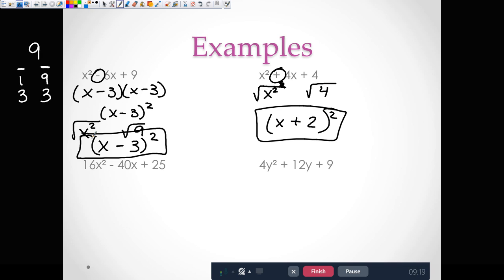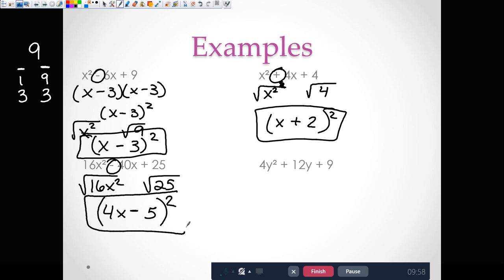So let's try one of the ones that has an A, the old way. Or do you guys not want to? We'll just do it this way. So I'm going to square root the first term, and square root the last term. So what is 16x squared square rooted? 4x. And what is 25 square rooted? 5. And then what is my sign going to be? Minus, because it's the negative in the middle, subtraction. And it's all squared. You have to square it, otherwise it's not the correct answer.